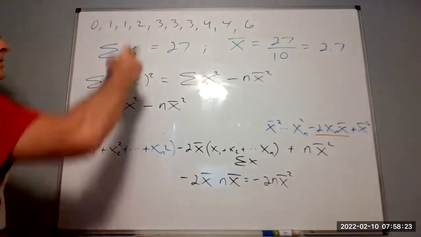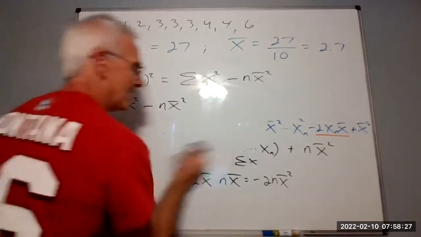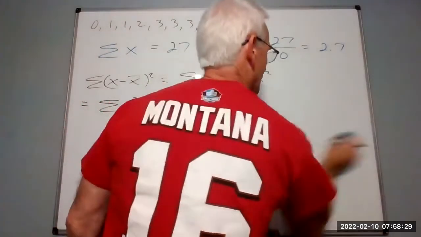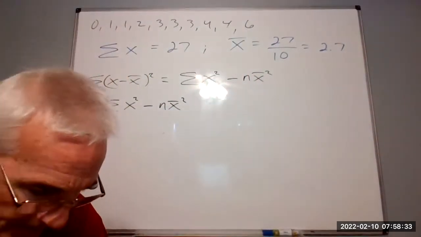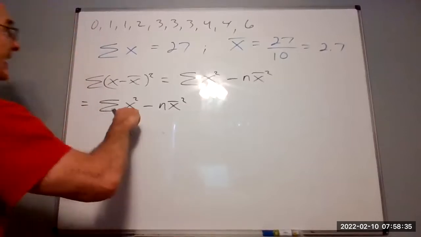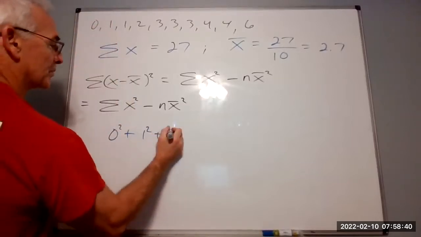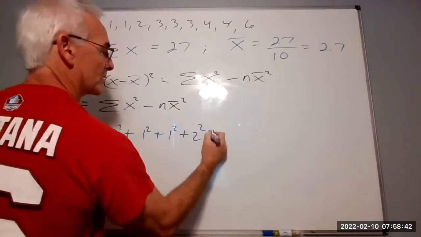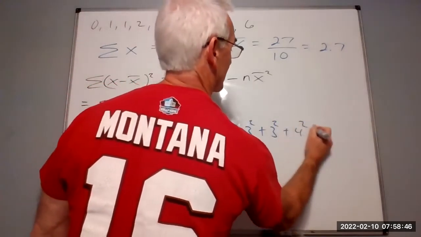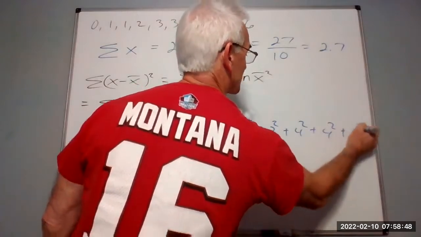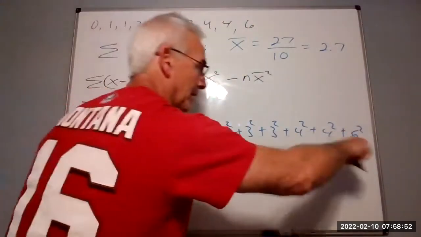So here's what I want to do. I want to do the same problem again. Let's use this shortcut. Now, what the sum of the squared scores means, quite simply, is you're going to say 0 squared plus 1 squared plus 1 squared plus 2 squared plus 3 squared plus 3 squared plus 3 squared plus 4 squared plus 4 squared plus 6 squared. You're going to square the scores and then add them up.